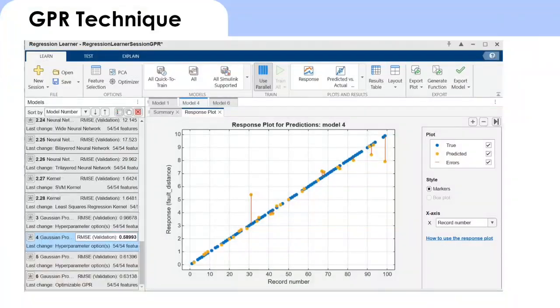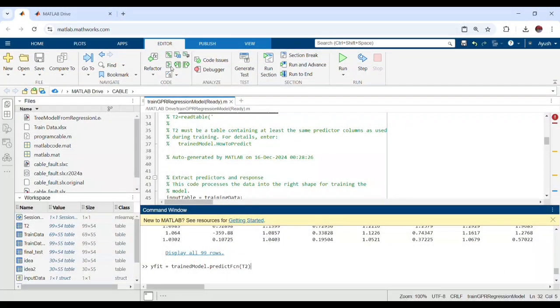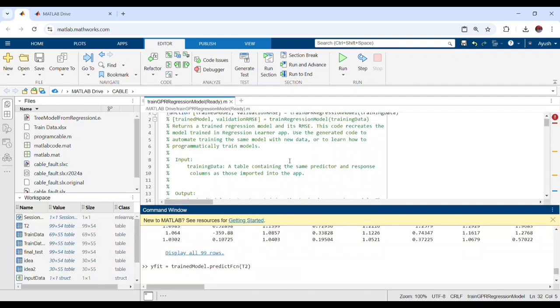The fully developed training data is then given to the Regression Learner app, and the model with the least RMSE validation is picked up. Here it was the Gaussian process model. Once the model is trained with the training data, the model is exported as code and it is checked with the help of the testing data.